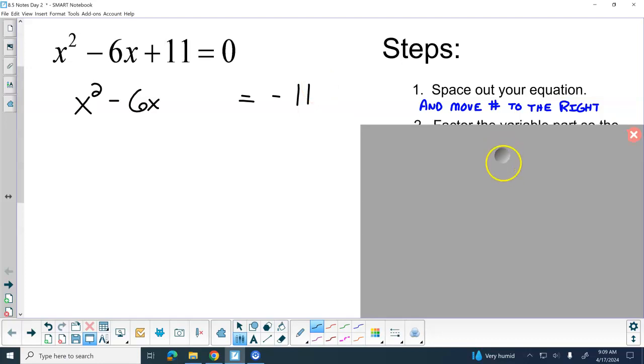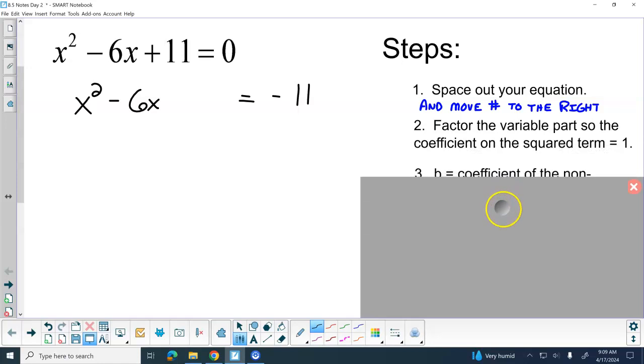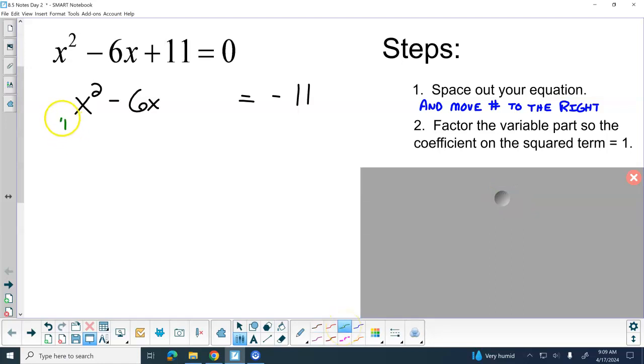Second step is now we're going to factor the variable part so that the coefficient on the squared term is equal to 1. So we want this number here to be equal to 1. In this particular case, we have that done. In all cases later on, we might not have that done, so we'll come back to step number 2 when we get there.